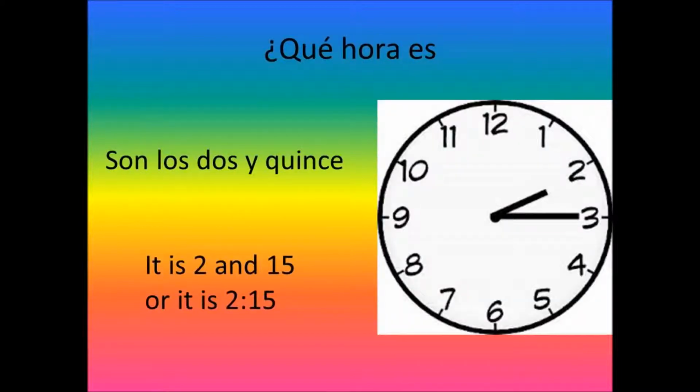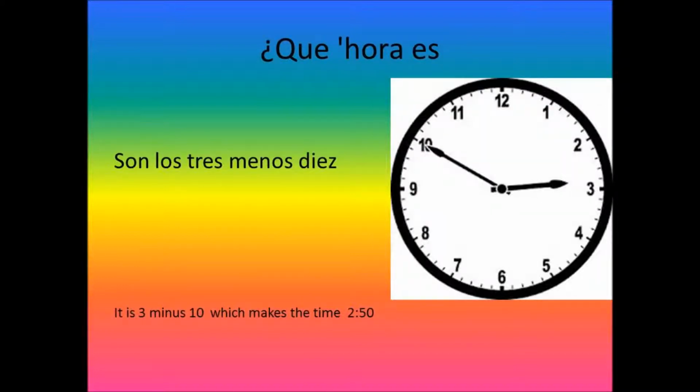For this example, the hour hand is on the 2 and the minute hand is on the 3. So how you would read this would be Son las 2:15. And what that means, it is 2 and 15 minutes. Or you could just say it's 2:15.